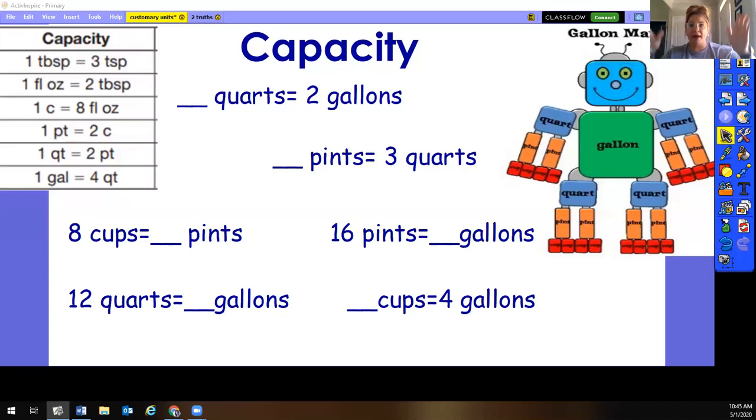So if we're going from a large unit, such as a gallon, that's our largest one, and we're going down to quarts, which is smaller, we're going to multiply. So large unit, such as a gallon, down to quarts, you're going to multiply. If you're going from a smaller unit, like cups, and you're going up to pints, you're going from smaller to large, you're going to divide.